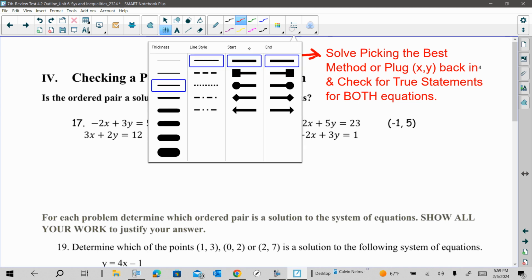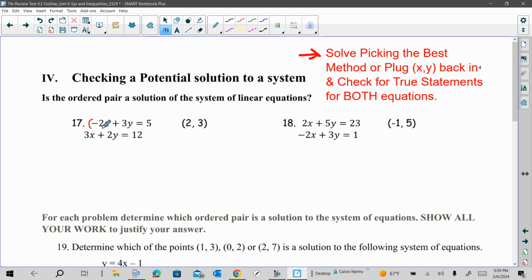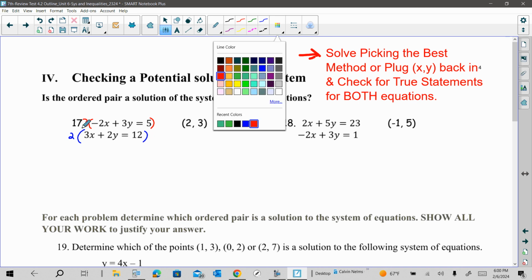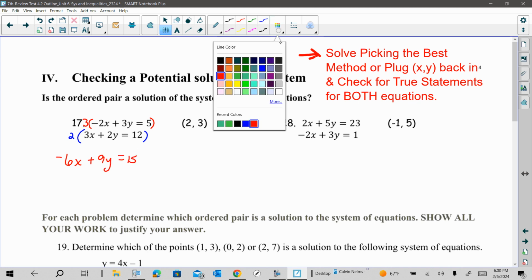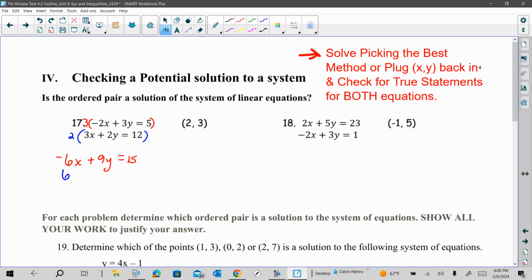For equation A here, my variables are lined up like variables, but they don't have opposites. So what I'm going to have to do is multiply my A by a 3 to make this -6, and then the bottom equation here by 2 to make that +6. So I'm just going to rewrite each equation. My A becomes -6x plus 9y equals 15. The B equation becomes +6x plus 4y equals 24.